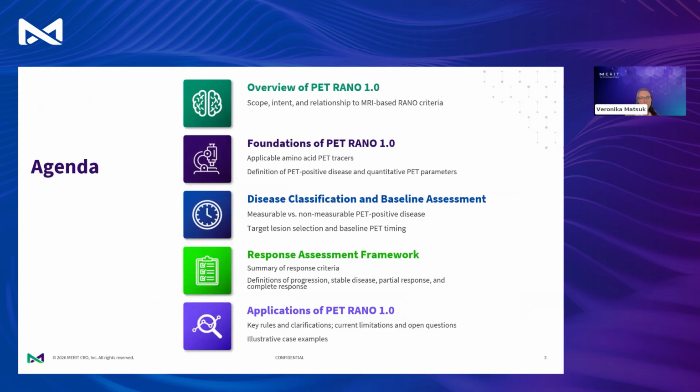I'll begin with an overview of PET RANO, what it is, why it was developed, and how it fits alongside conventional MRI-based RANO criteria in diffuse glioma management. From there, I'll move into the foundation of PET RANO, including the amino-acid PET tracers that fall within the framework and the quantitative PET parameters used to define and evaluate PET-positive disease.